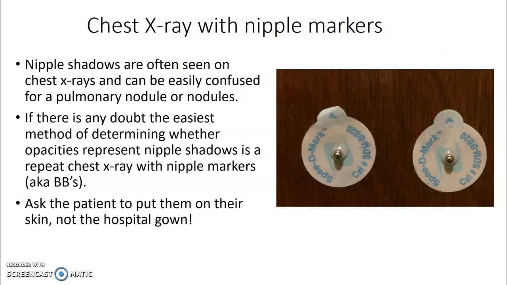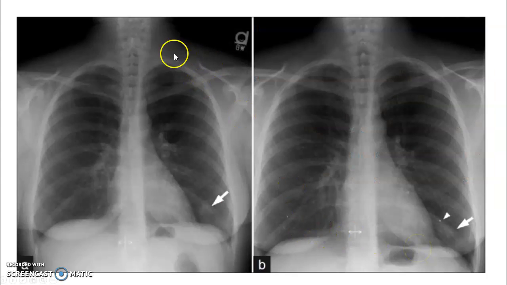You may also get an order for a chest x-ray with something called nipple markers. The patient most likely has had a chest x-ray. There's a potential nodule, or they're questioning if this area is actually a nipple shadow or something calcified near the nipple, and they will send the patient back in for a repeat chest x-ray with nipple markers. There are these little adhesive stickers with a small BB on the end, and you will ask the patient to put them on their nipple, not on the hospital gown because it'll move, but directly on their skin, and you'll do the chest x-ray with those, and you'll annotate the image, and I just write BB on my image.